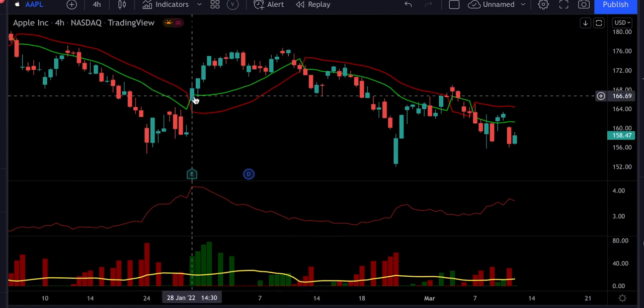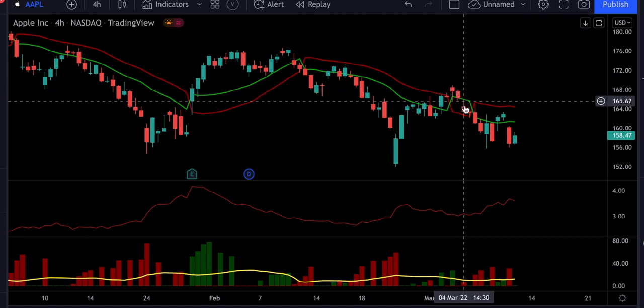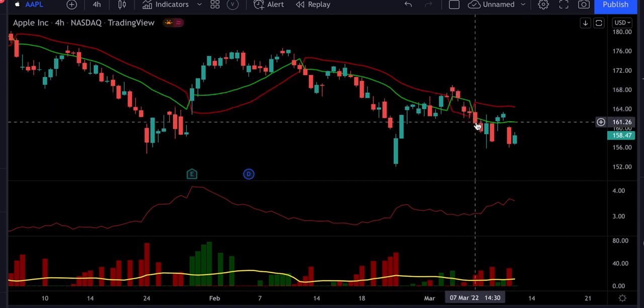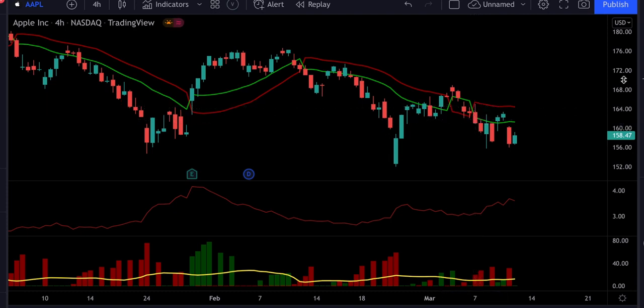The same rules apply when exiting a losing trade. For example, we entered a long position right here and we see the price went against us and it didn't hit our stop loss. So we would exit the trade somewhere right here. Okay, now you know the rules. Let's get started.